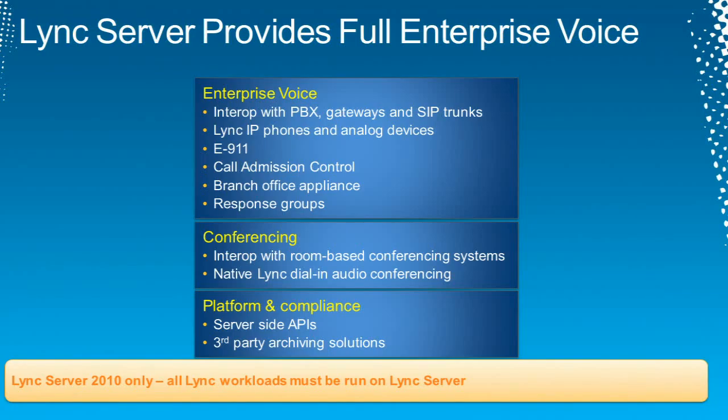Call admissions control is about managing the bandwidth that you have, especially over WAN links. It's a kind of modern IP PBX feature. It's only available in Lync server. Branch office appliance for branch office resiliency. And then response groups is the Lync implementation of hunt groups and kind of contact center capabilities, only available as part of enterprise voice with Lync server.